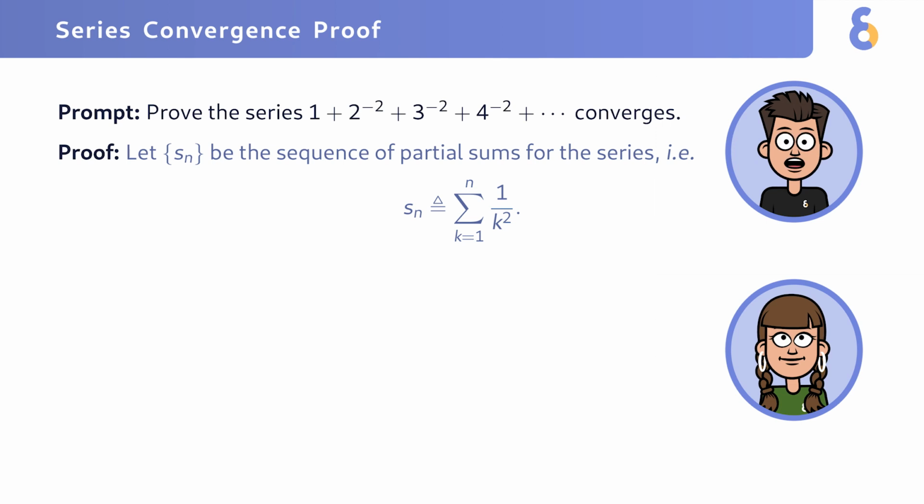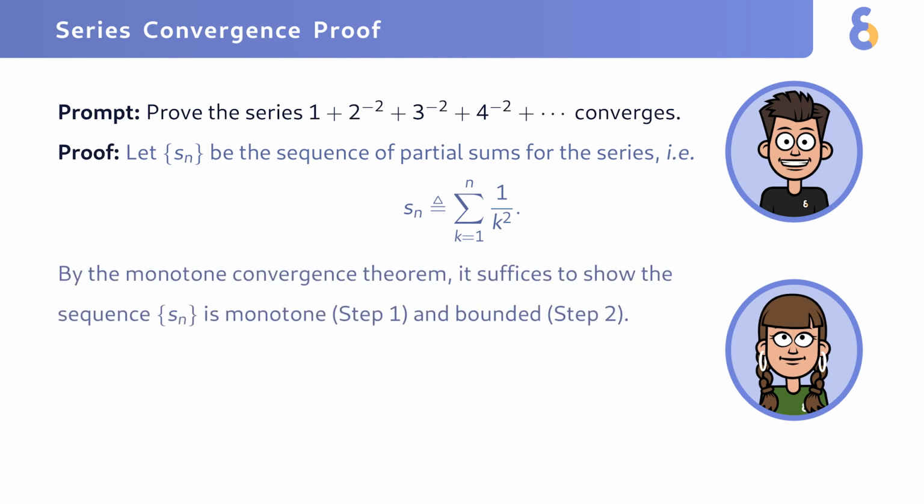Now I'm lost. What am I supposed to do next? This is a good place for us to think about the template we have for applying the MCT. Oh, right. I can copy that opening statement from the template. So, by the Monotone Convergence Theorem, it suffices to show the sequence s sub n is monotone and bounded. I guess next I'll try and verify the properties for each of these two steps.